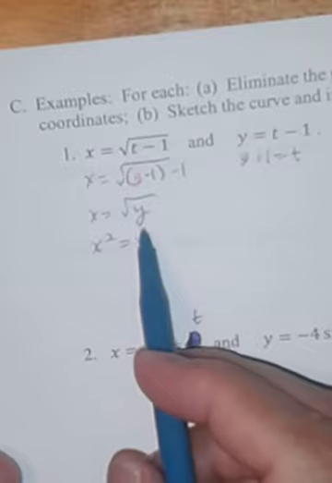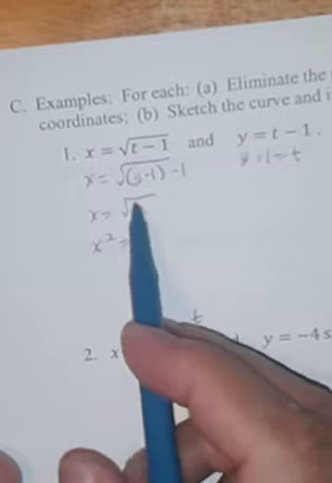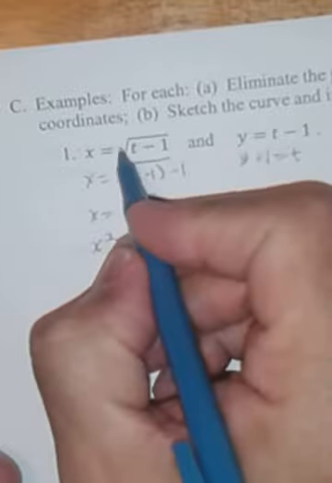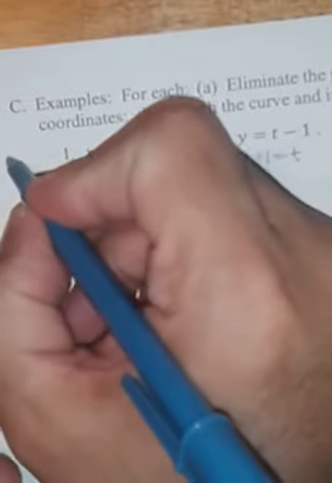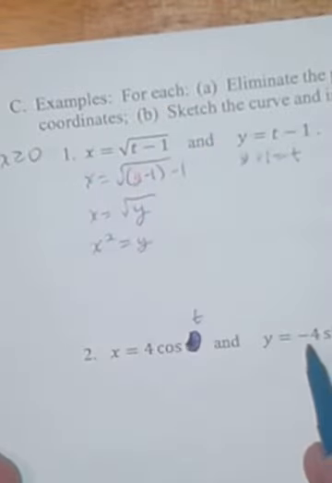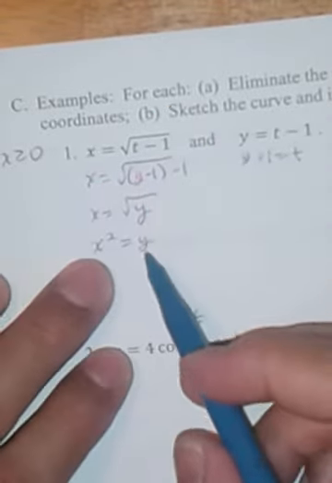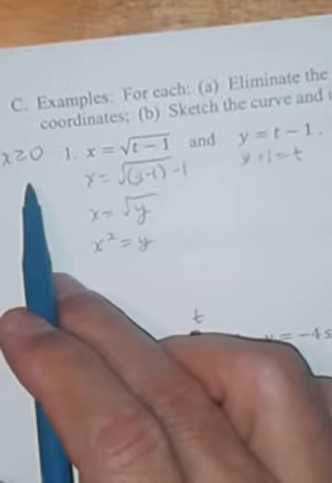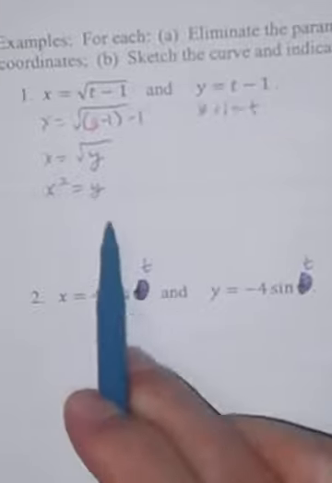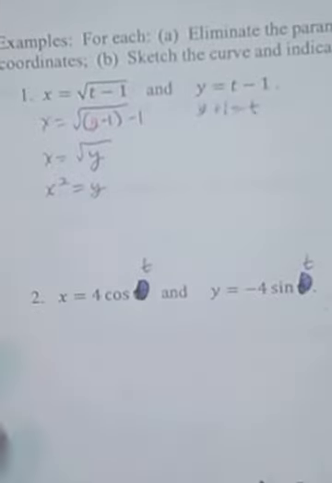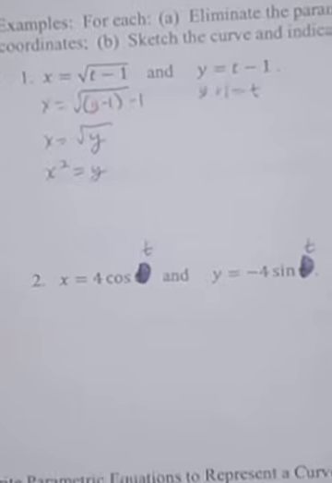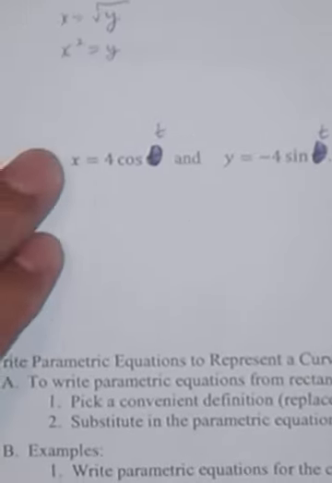Notice, by the way, that if we look at this up here, x equals the square root of t minus 1, because it's a square root, then we know that x has to be greater than or equal to 0, because the square root has to be greater than or equal to 0. So that'll help us with the domain of the function that we've found. Okay, y equals x squared, which I think we're all familiar with. We'll leave number 2 for class.